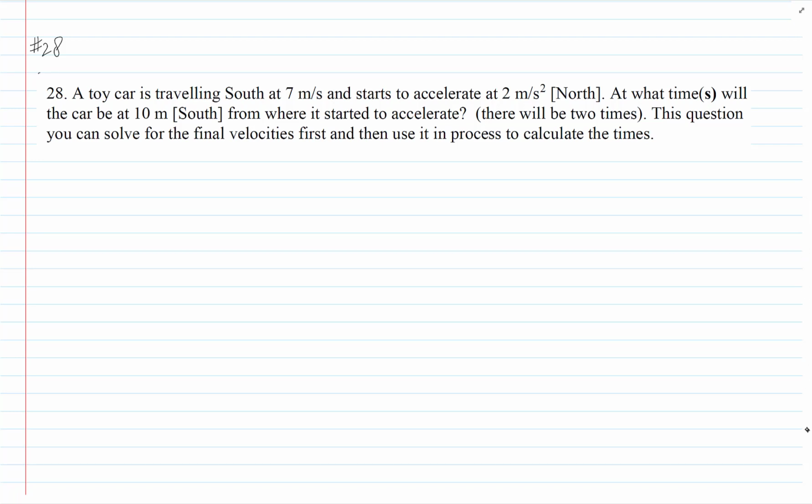And here we go with number 28 off of the WaxOn WaxOff worksheets. A toy car is traveling south at 7 meters per second and starts to accelerate north at 2 meters per second squared. At what times, there's a plural there because there's more than one answer, that's why I put it there to emphasize it, will the car be at 10 meters south from where it started to accelerate? There will be two times.